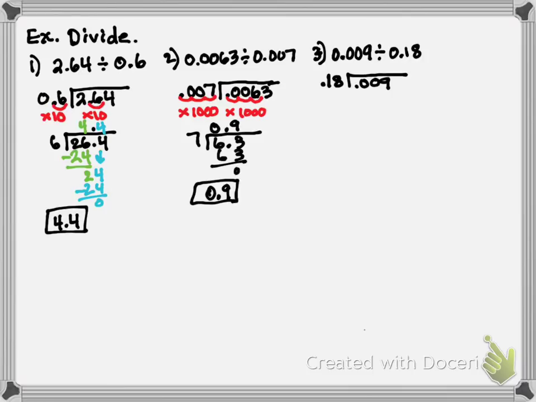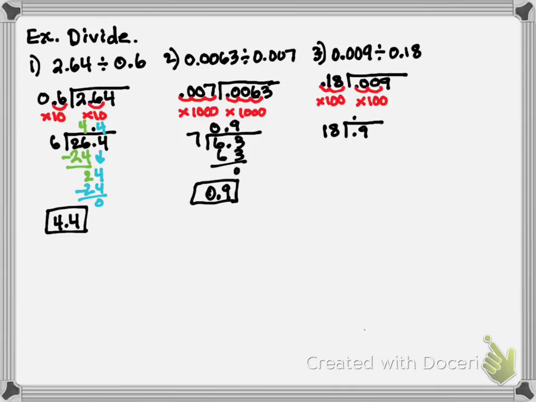Job 1, I cannot have a divisor that has a decimal. I need to move it over 2 spots to make 18 hundredths become 18. So that means I'm going to multiply by the power of 10 with 2 zeros, which would be 100. So that's going to move it over twice. I'm going to do the same thing over here. It's going to move the decimal over twice. So what am I really going to do? I'm really going to divide 18 into 0.9.